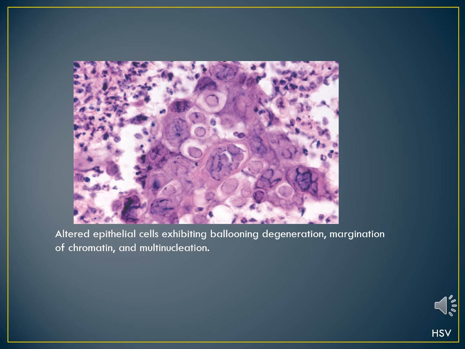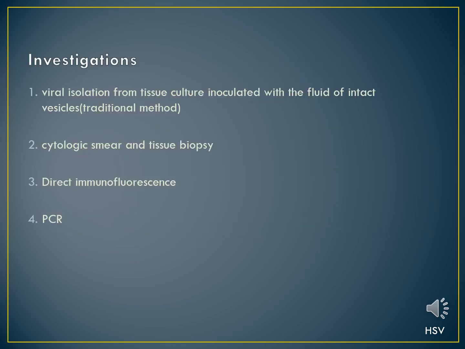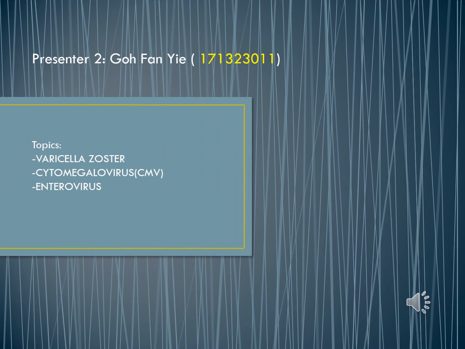As we can see in this picture provided, the Tzanck cells are exhibiting ballooning degeneration, margination of chromatin, and also multinucleation. The investigations of herpes simplex virus include viral isolation from tissue culture inoculated with the fluid of intact vesicles, cytologic smear and tissue biopsy, direct immunofluorescence, and PCR, which is also known as polymerase chain reaction.